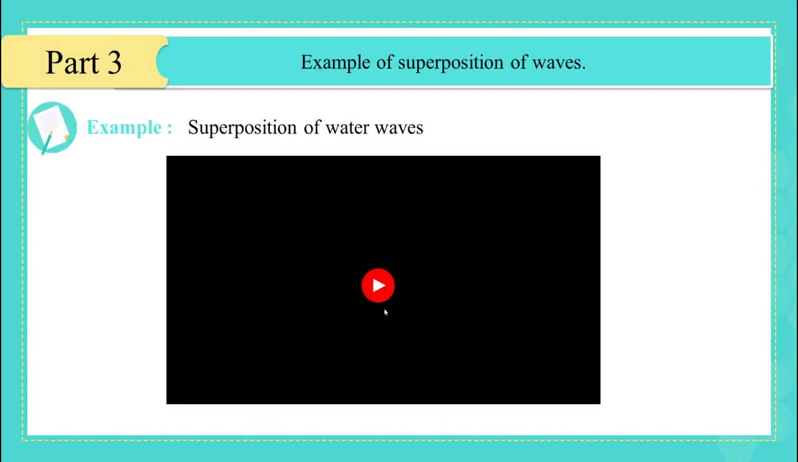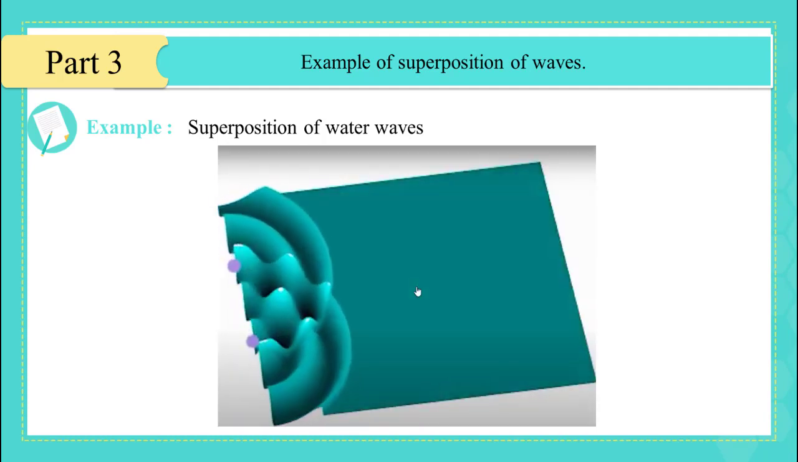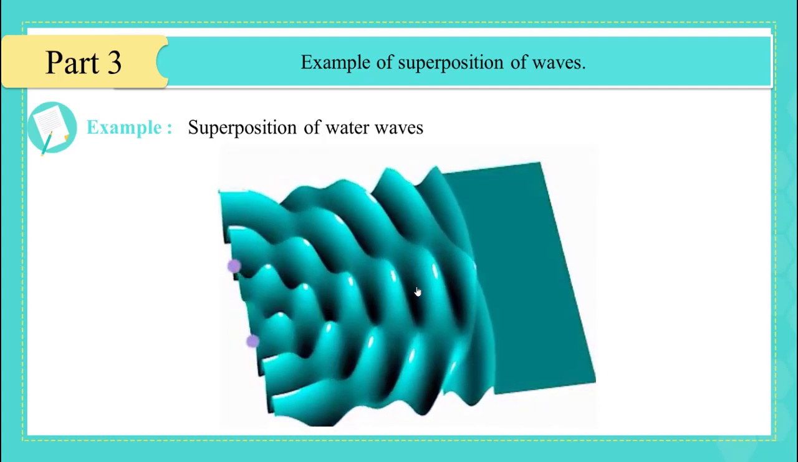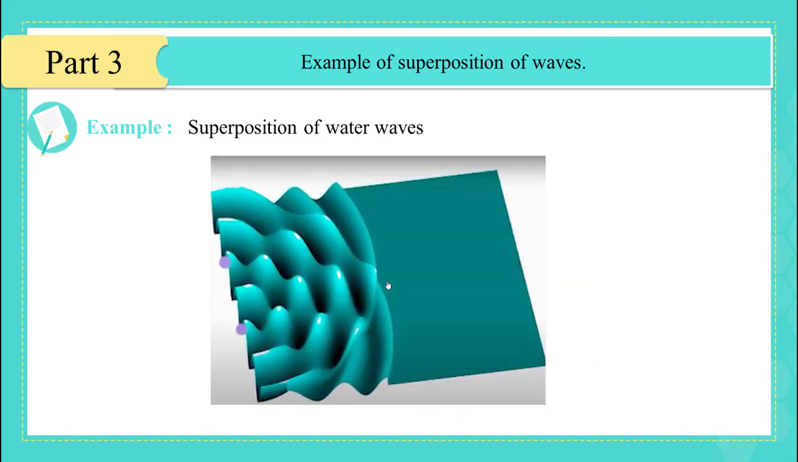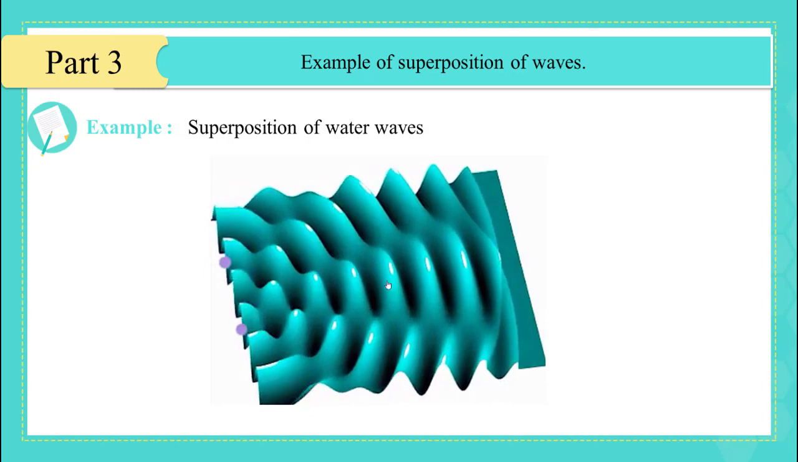Where do we see the phenomena of superposition in daily life? It is seen at the surface of the water, where the two sources produce circular concentric waves. Because of the overlapping of these two waves, superposition takes place.